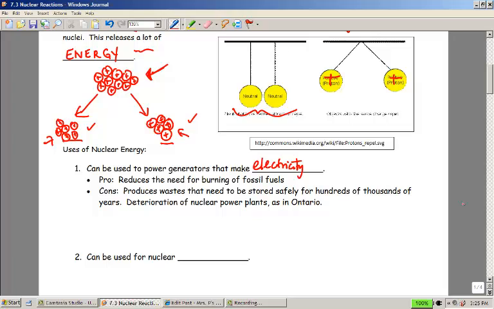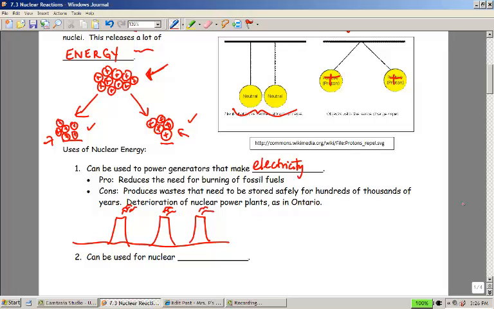It can be used to power generators that make electricity, and you've probably seen pictures of these. We don't really have them in our neck of the woods here in Western Canada, but there are nuclear power plants just south of us in the state of Washington, and they have different designs, but this is a common design, and basically you'll see these big sort of cone-shaped stacks and a lot of what looks like smoke coming out of them. There's really just steam, because what they're doing there is they're using the nuclear power to heat water, to turn turbines to generate electricity.